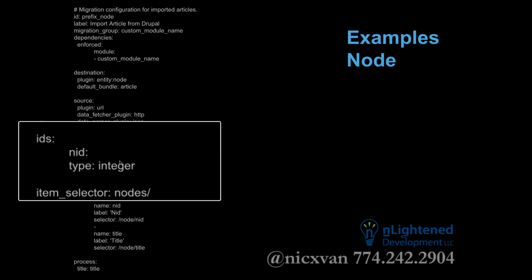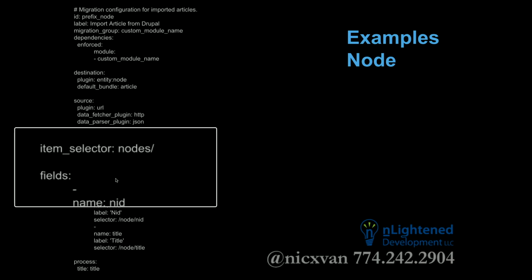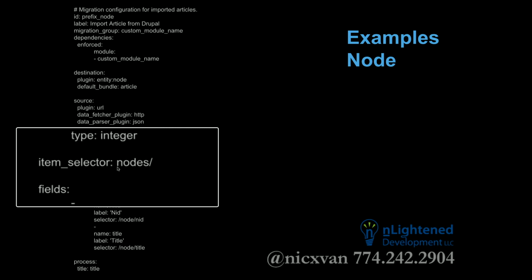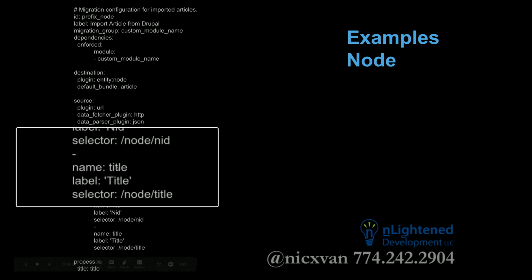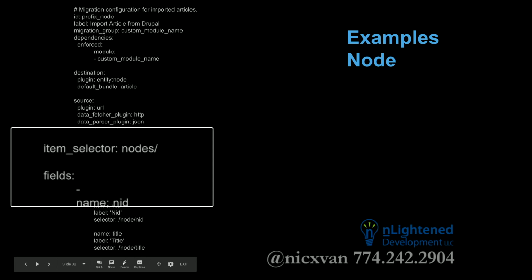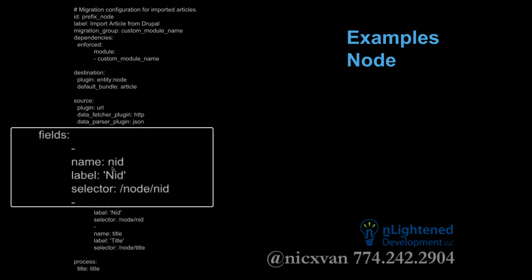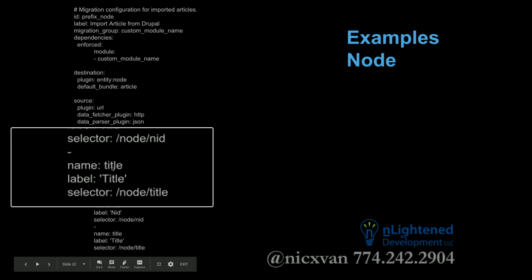And IDs, we're going to use NID as our primary key, or our unique identifier rather, and it's an integer. You don't always need the type, but I keep it there just because sometimes you do, and rather than try to debug when you do and when you don't, it doesn't hurt to have it. And then the item selector is the parent level that the view outputs, and then the fields are just a couple of fields that you put. So I have, in this case, an NID field, and I have a title field.